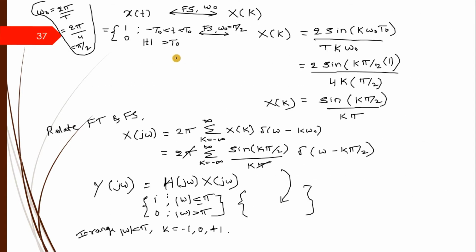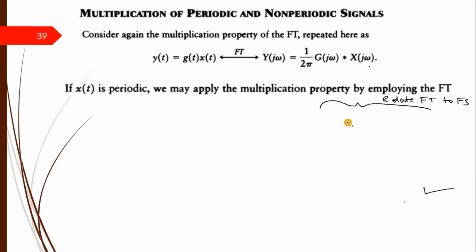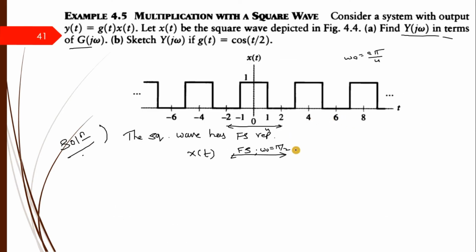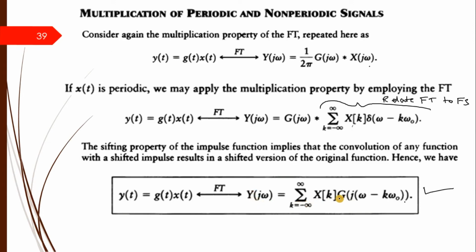I'll show it. Here, this one. X of t, if it is this one, x of k is sine k pi by 2 divided by k pi. So hence I write it as sine k pi by 2 divided by pi k or k pi. Okay. So now what we do is I use the equation previously derived, that is this equation.